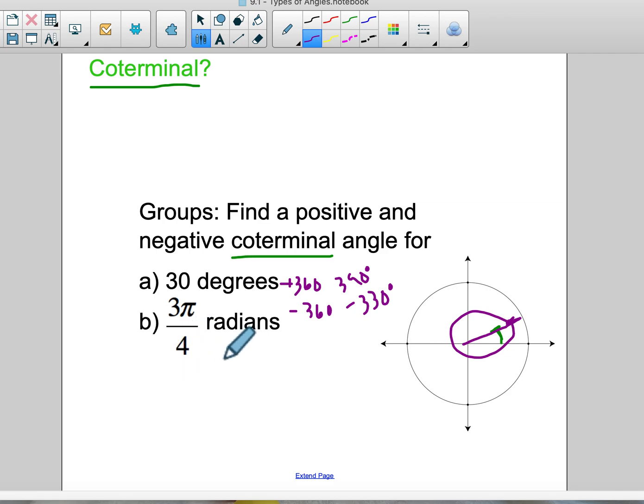Now with 3 pi over 4, just remember 360 degrees is basically 2 pi. So if I add and subtract 2 pi, which, to get a common denominator, I would write as 8 pi over 4. Same thing as 2 pi, but now you can work with 3 pi over 4. That's the exact same thing as adding and subtracting 360 degrees. So if I added 8 pi over 4, you get 11 pi over 4, which is coterminal. And if I subtracted 8 pi over 4, I get negative 5 pi over 4, which would be coterminal.